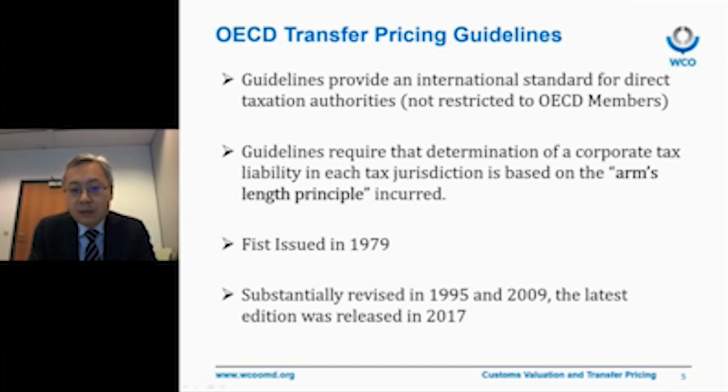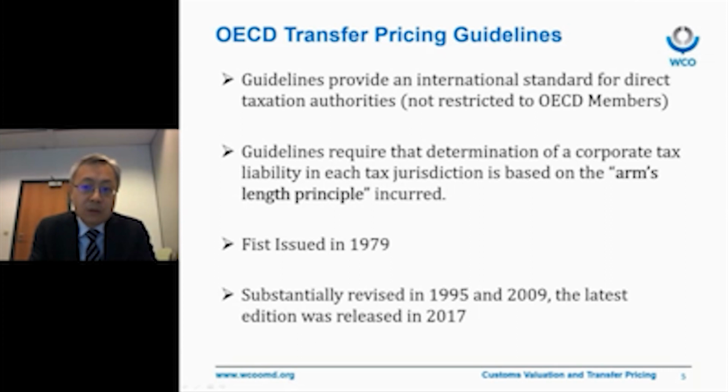For the OECD Transfer Pricing Guidelines, the basic principle is the arm's length principle. So what is the arm's length principle? You see, the main problem for transfer pricing is that the parties involved in a single transaction are related with each other. They are all members of the same group.